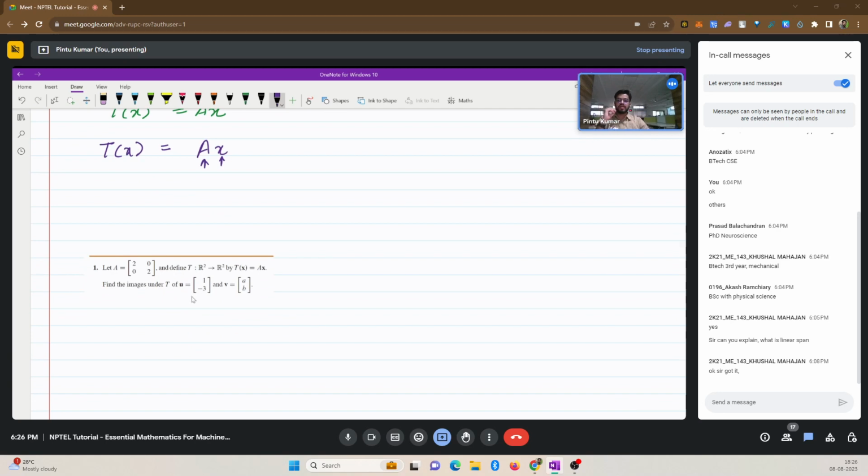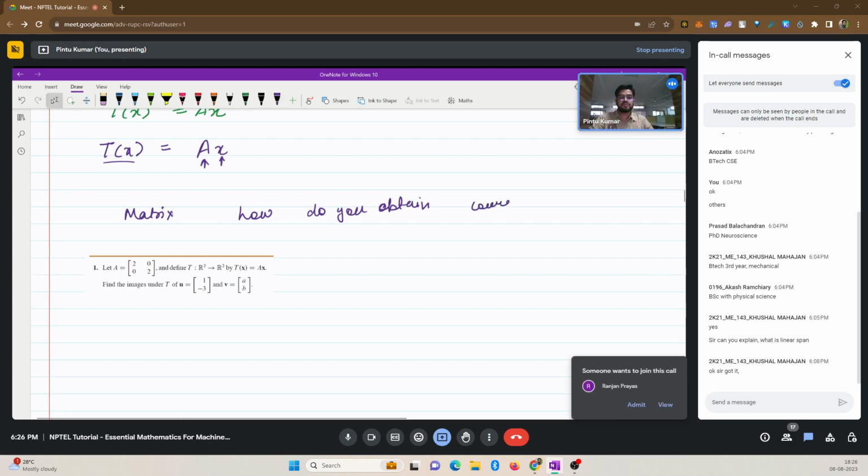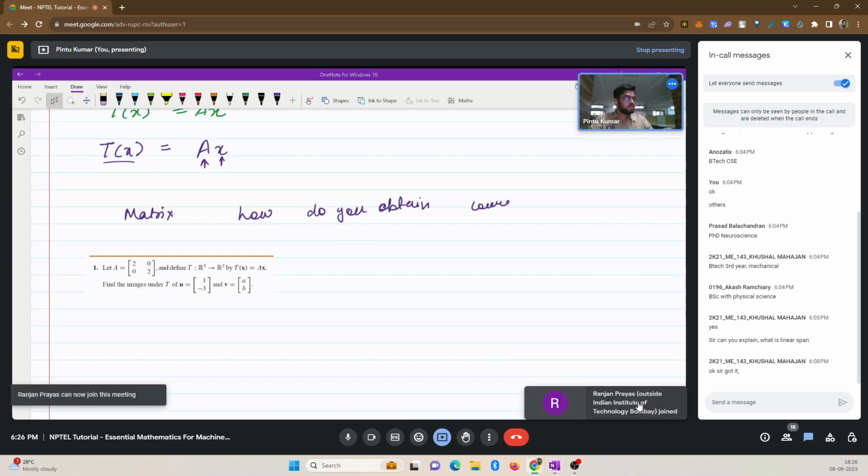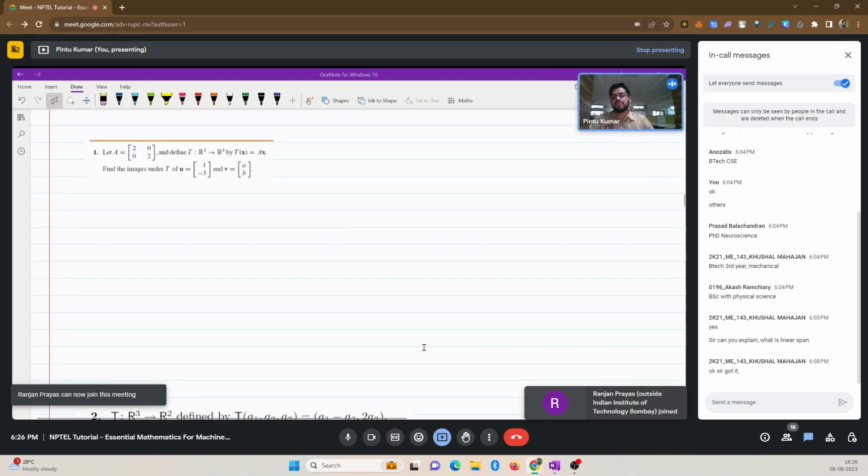Now we will try to look at some examples where, if you have some matrix given, how do you obtain the corresponding linear transformation? And we will see the other way around also. If you have some linear transformation given, how do you obtain the corresponding matrix to it? Okay. So let's look at this particular example.